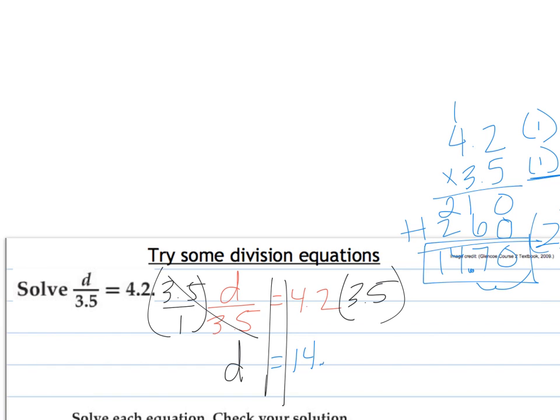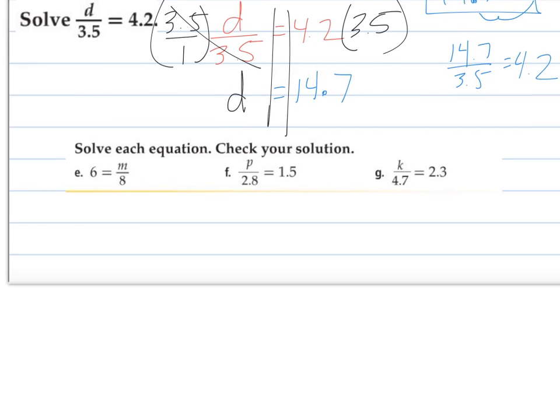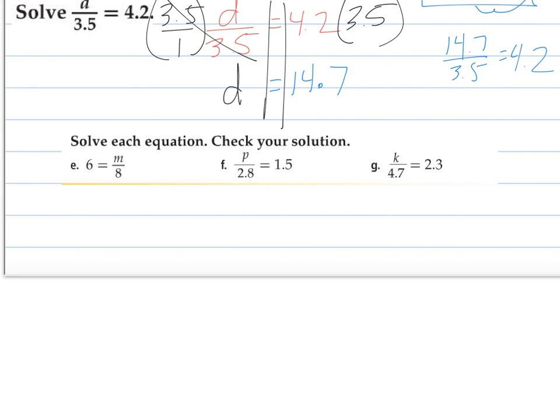So D is equal to 14 7/10. And you can plug that in, and even plug it in on a calculator to see if that divided by this equals that. Try some here, and come back and check.